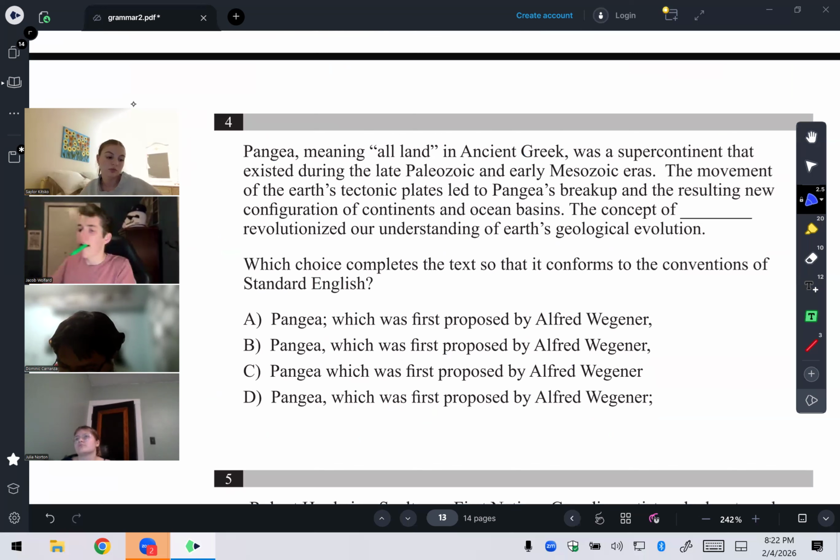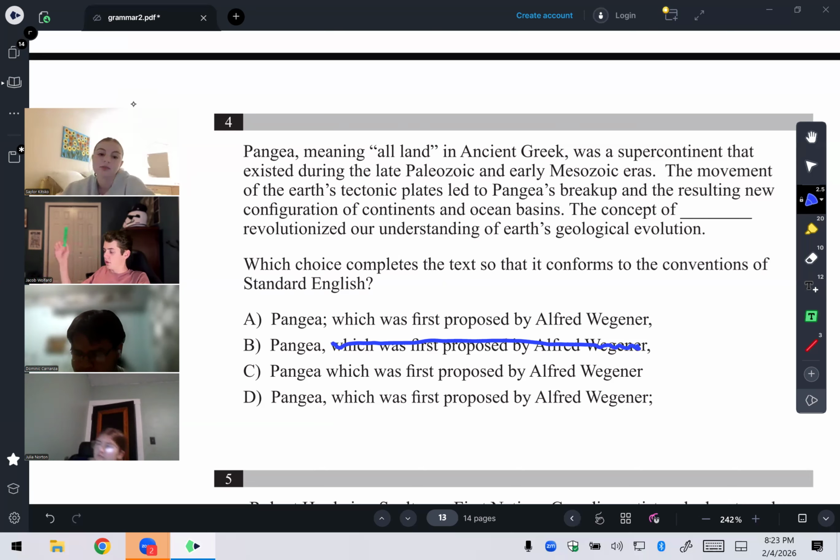All right, Pangea, meaning all land in ancient Greek, was a supercontinent that existed during the late Paleozoic and early Mesozoic eras. The movement of the Earth's tectonic plates led to Pangea's breakup and the resulting new configuration of continents and ocean basins. The concept of Pangea, which was first proposed by Alfred Wegener, revolutionized our understanding of Earth's geological evolution. I'm going to try to scoop out the clause. Let's see if we've lost meaning. The concept of Pangea revolutionized our understanding of Earth's geological evolution.